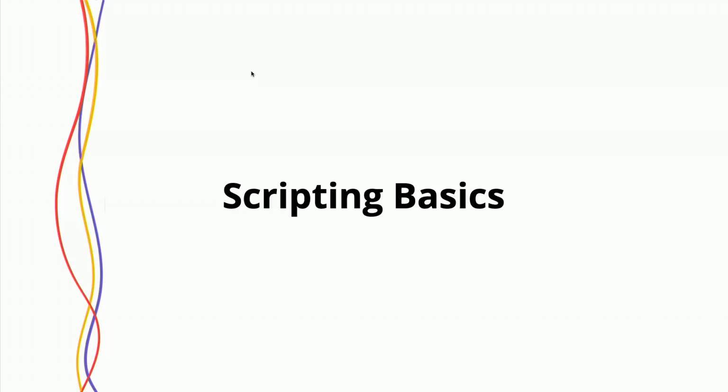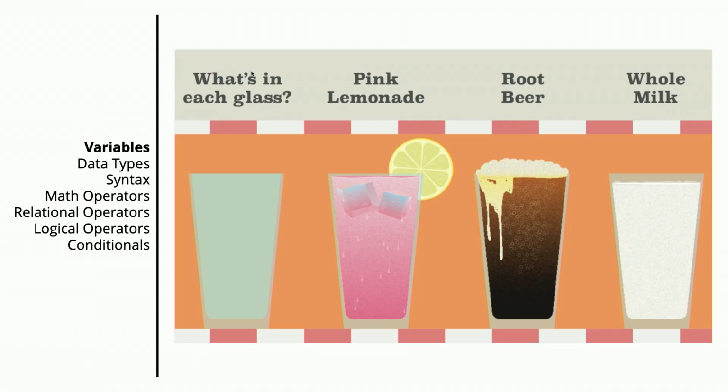This is where it gets very basic. The very basics of scripting or programming in general, the first thing you start with is something called variables. Variables are a piece of information that can hold different values. Here we've got four different glasses technically, and each one has something different in it: the first is empty, then we have lemonade, root beer, and milk.